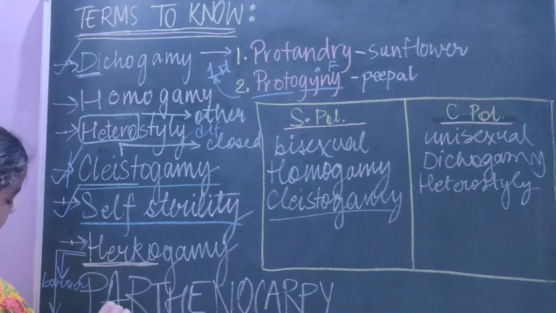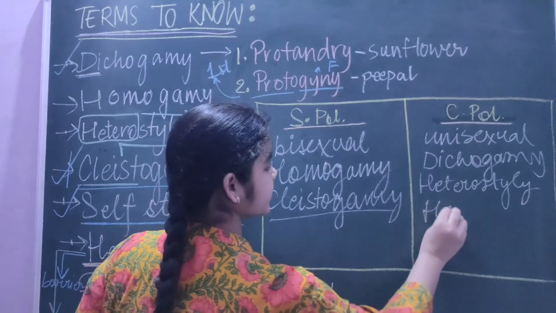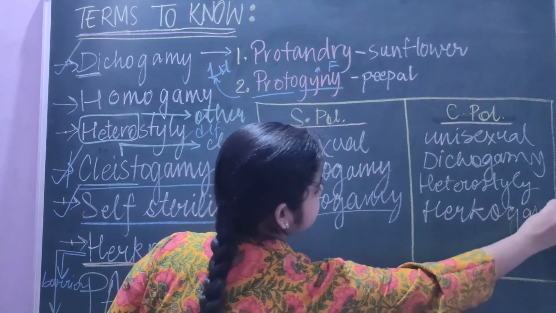Now next one is hercogamy, here you can write, and self-sterility also takes place here only.